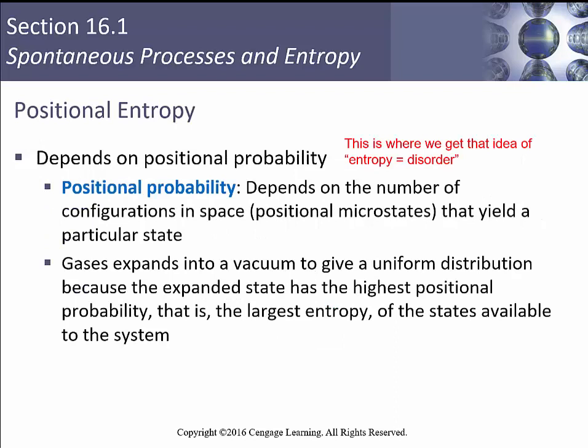So we do have this idea called positional entropy, and that depends on the positional probability. This is where we get the idea that entropy equals disorder. So you want things in their place in an ordered system, and things will tend to spread out in a disordered system, and we're seeing that spreading out driven by entropy. We're making that connection between order versus disorder, but really it's about this positional probability. And it depends on the number of configurations in space, or positional microstates, that yield a particular state, so gas expanding in a volume.